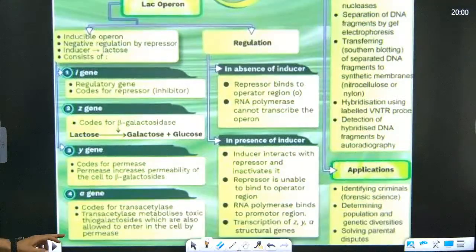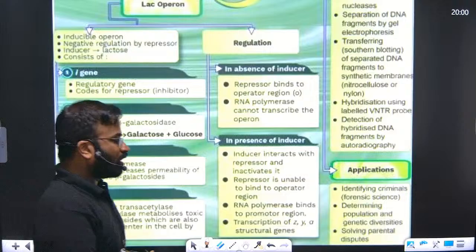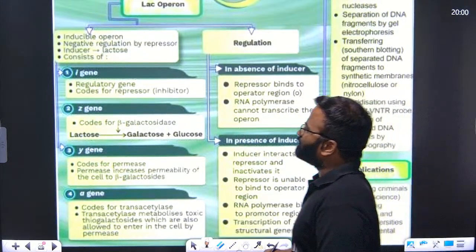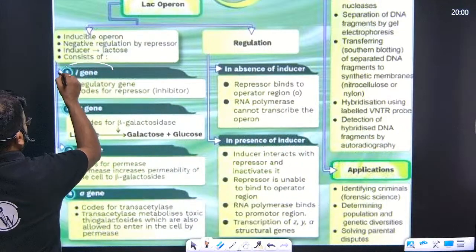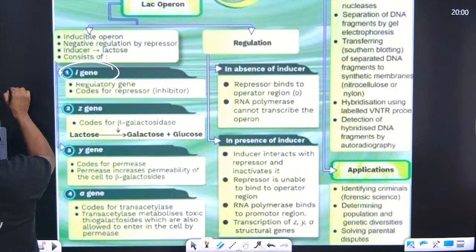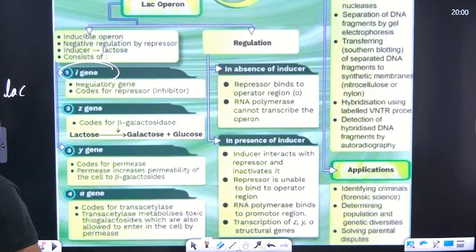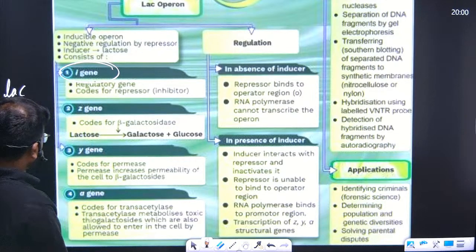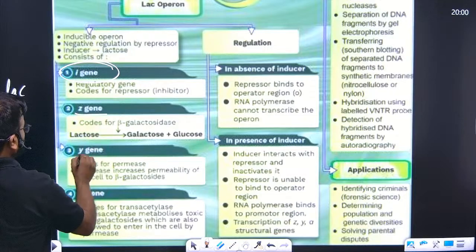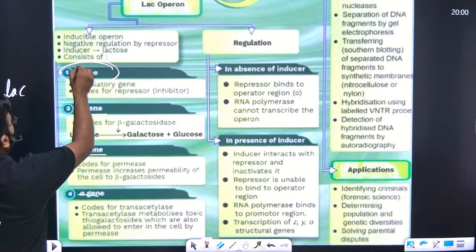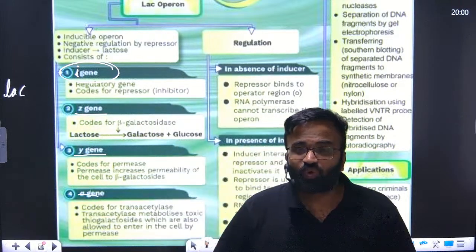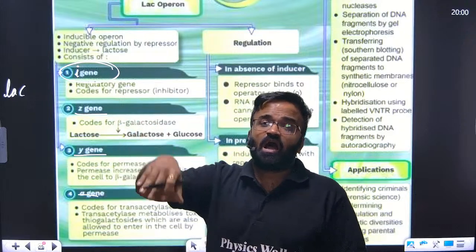Let's move on. Okay, lac operon. You need to remember the entire diagram, and many times they ask this sequence. Lac operon means lac I, lac Z, lac Y, and lac A. Z, Y, A. This is I. I doesn't stand for inducer. The I stands over here for inhibitor.